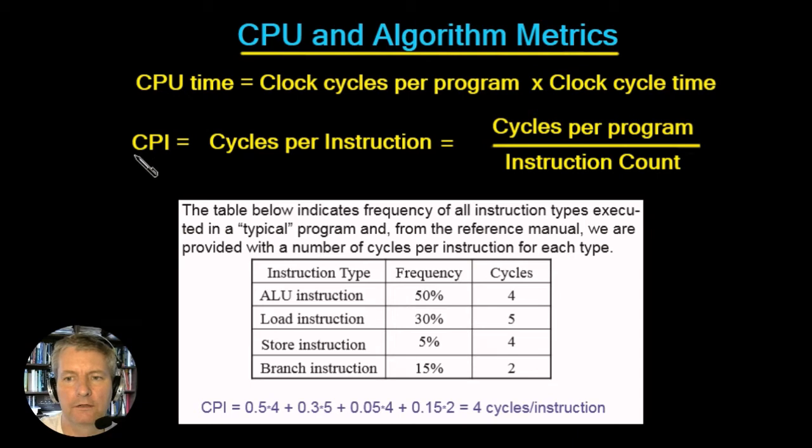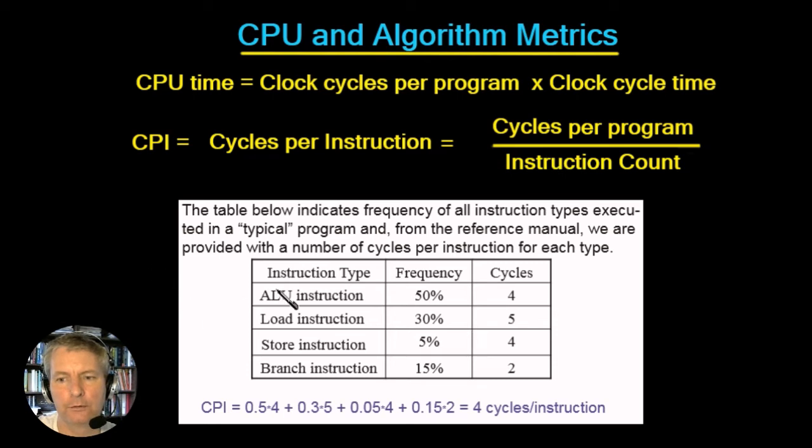The next one is the cycles per instruction. So the cycles per instruction is the cycles per program divided by the instruction count. In our computer, the CPI has a value of 1 because we only have one cycle, that is one fetch execute cycle per instruction. There aren't any instructions in our computer which have any more than one fetch execute cycle. But in an average computer that isn't the case.